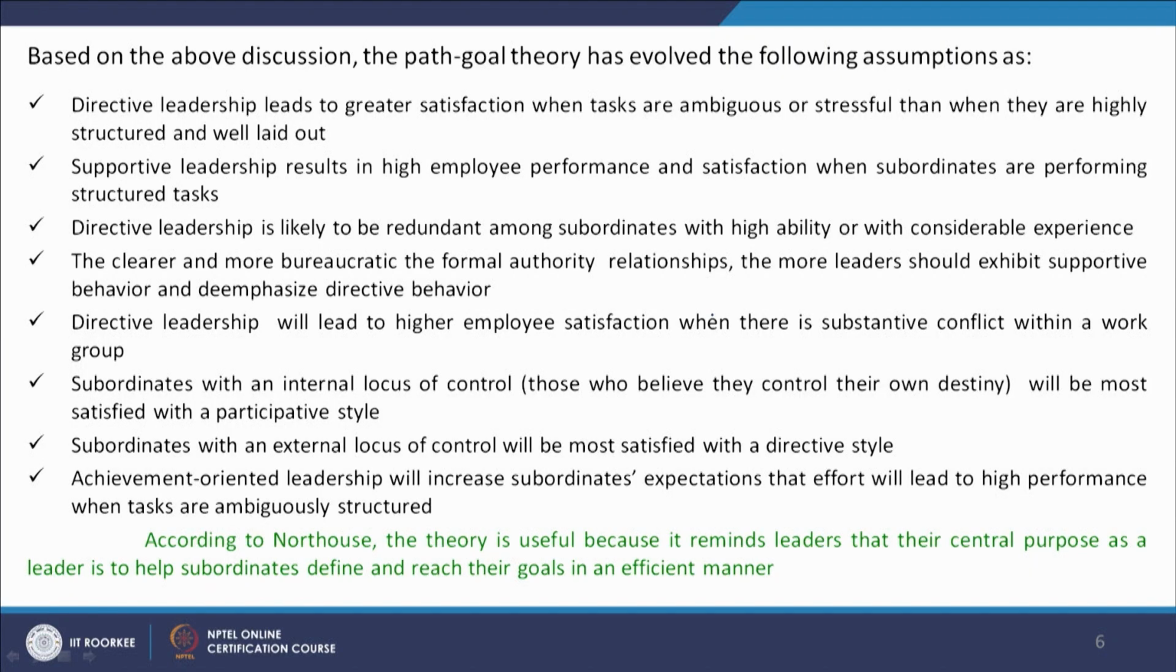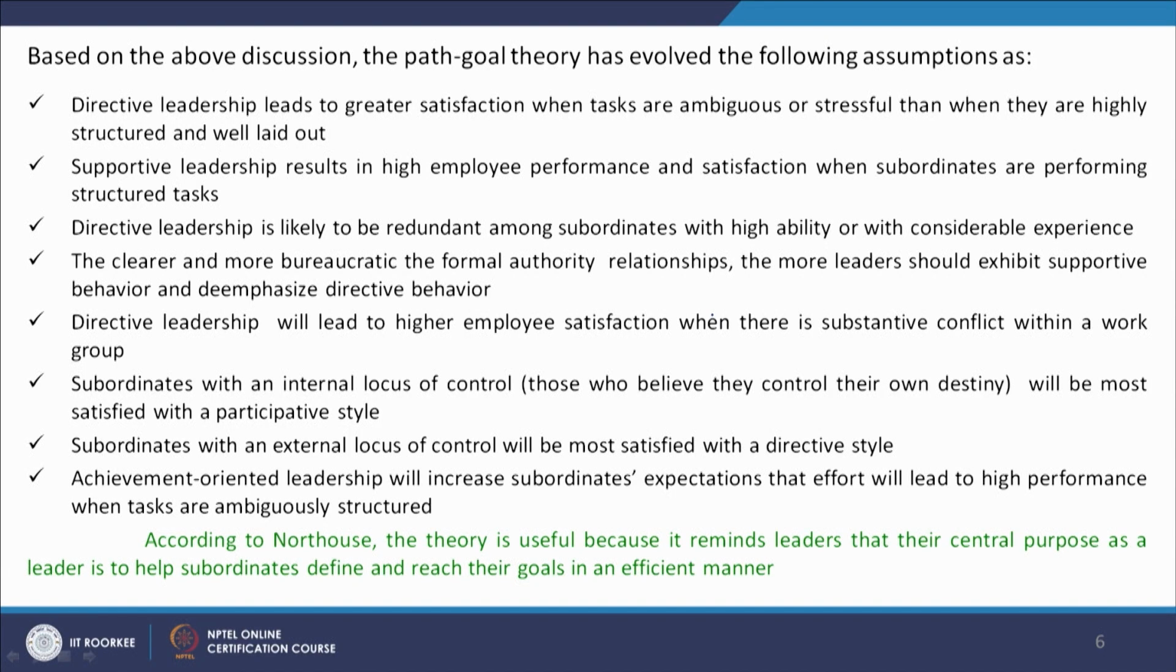The other is that subordinates with an internal locus of control will be more satisfied with the participative style. When they are more confident about their own abilities and experience, they prefer to perform better under a participative leadership style. And the other is that achievement oriented leadership will increase subordinates' expectations that effort will lead to high performance when tasks are ambiguously structured.